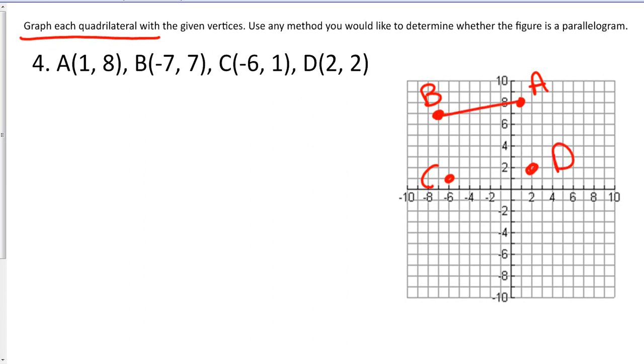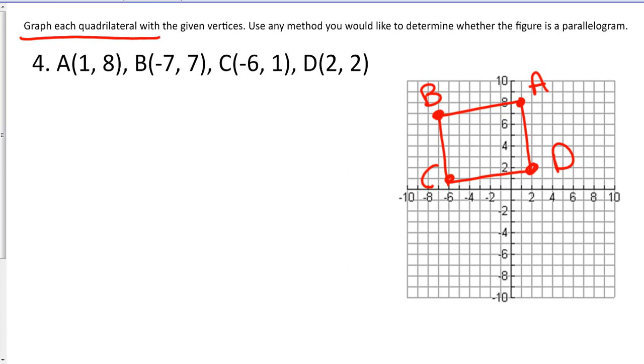And obviously, I have a quadrilateral. I don't know yet if it is a parallelogram. I'm not sure, so I can't call it that. I'm just looking at it. It's a quadrilateral. It's got 4 corners, or 4 vertices, and then 4 sides, along with 4 angles.